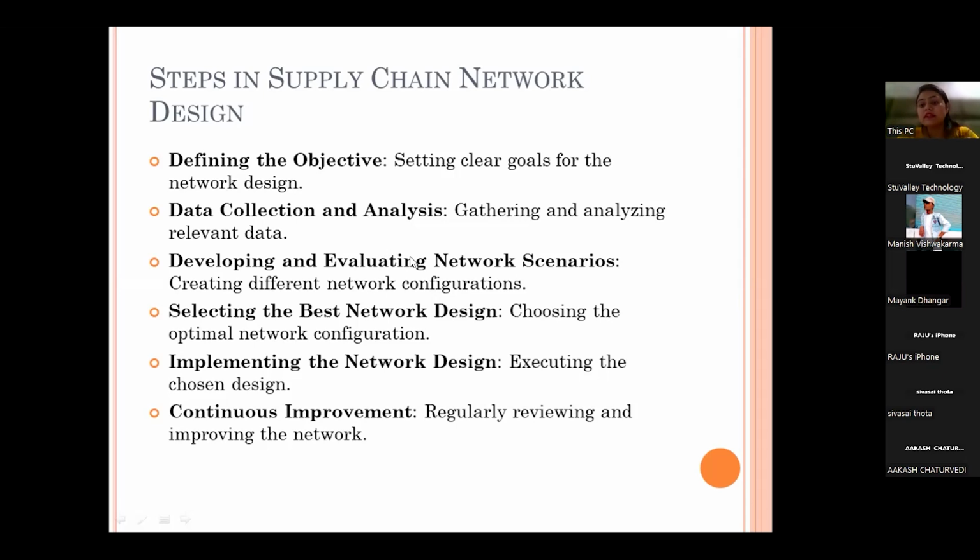So firstly, we will clear the objective. What are the goals? Why do we need the network, and which network do we need to design? This is the objective. Let's set up an example. If anyone can suggest some XYZ business, we will design the supply chain using your inputs. Manish, if you have some business in mind, we will design its supply chain network.